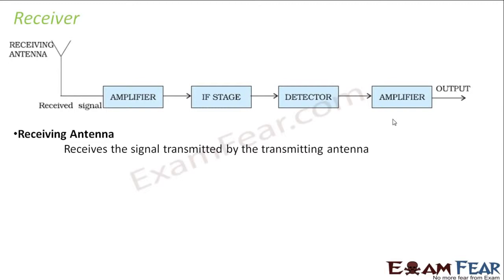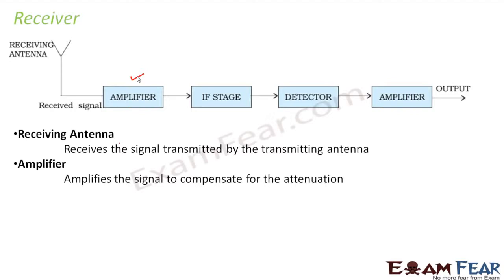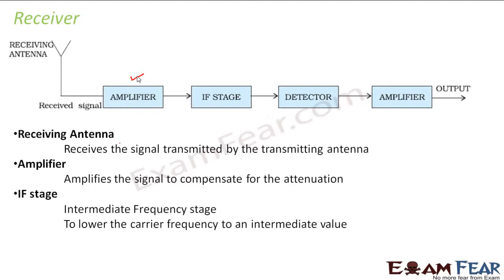Now this received signal then goes into the amplifier. So it goes into this amplifier. What will this do? This will amplify the signal to compensate for the attenuation. As I said, since the waves have been traveling over a large distance, there are chances that it might have got attenuated. So its amplitude would have got reduced. So in order to compensate for that, we have an amplifier here which can increase its amplitude.